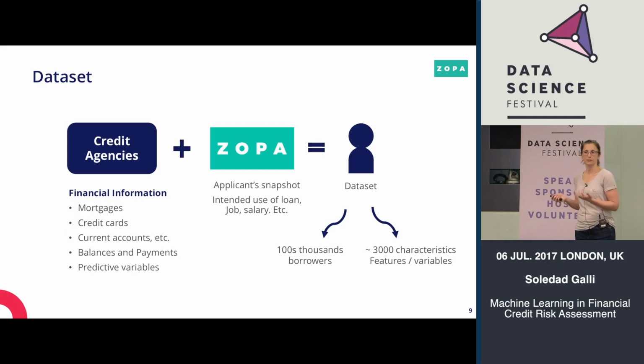So on top of the credit agency's data, we also have gathered information when the customer comes to our platform. So basically, this is information like, for example, what does the customer want the loan for? Is the customer self-employed? What's the salary? And that kind of thing. So just to give you a flavor of how big our data set is when we begin our journey, we gather information for several hundred thousand borrowers. And between the credit agencies, we use more than one, and our platform, we end up with something like 3,000 characteristics of our borrowers. So 3,000 different types of information about our borrowers.